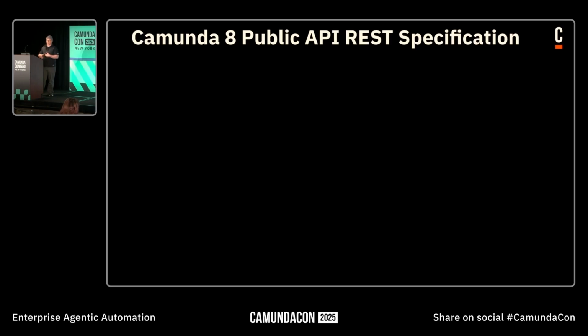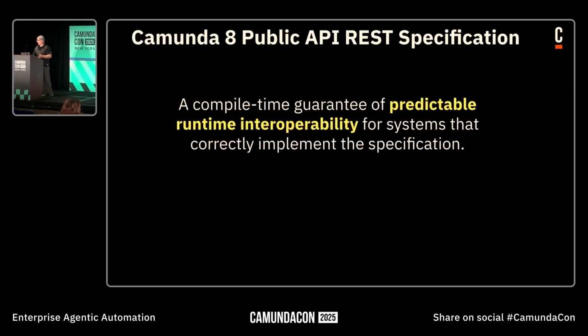So the basis of all of this work that we're doing now, you might have seen in this morning's keynote that we're going to be releasing a Python and a C# SDK. It's all building on top of this Camunda 8 public API REST specification that Toby pointed to in the last presentation. It's a compile time guarantee of predictable runtime interoperability for systems that correctly implement the specification. So we generate out of this specification a comprehensive test suite with thousands of tests in it, for us to test the compliance of our own system. And then we provide through our SDKs the ability for you to test the compliance of your client application, and then the two of them meet at runtime, and they run as a single integrated system in your business domain.